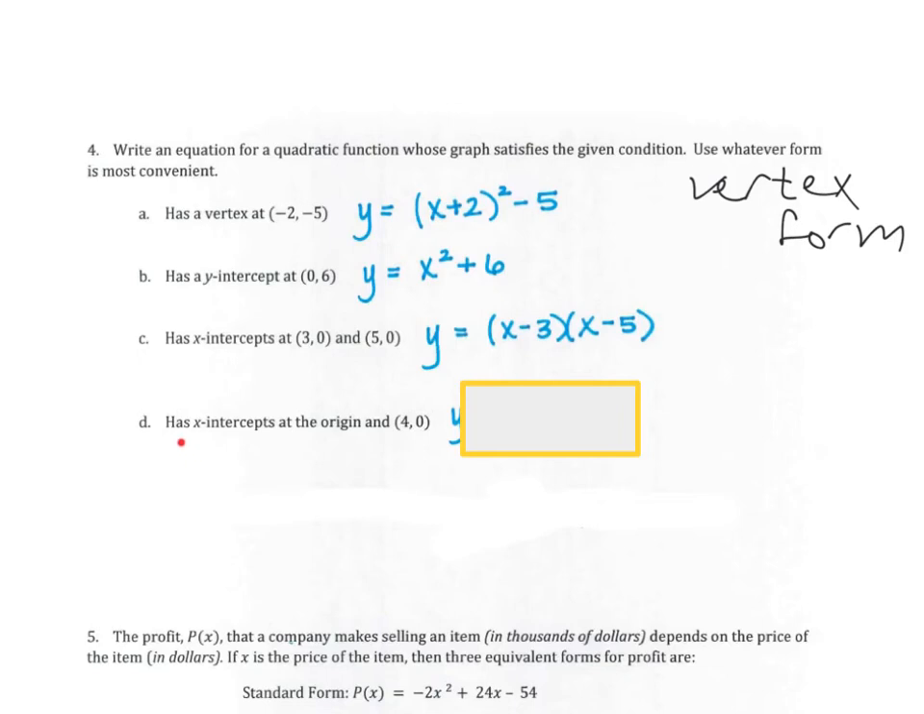And last one, x-intercepts. So it's going to behave the exact same as c. At the origin and for 0. Well, if it's at the origin, that's the point 0, 0.